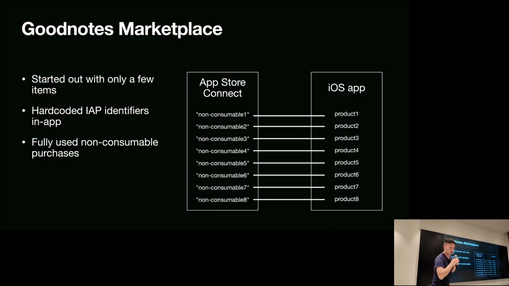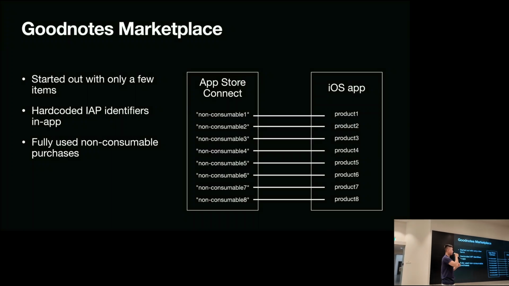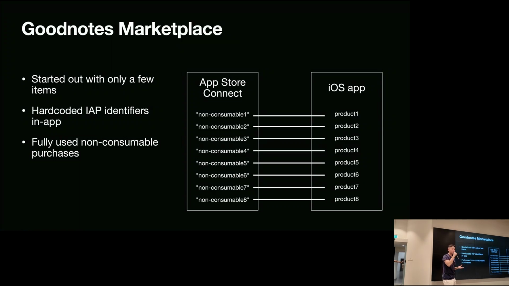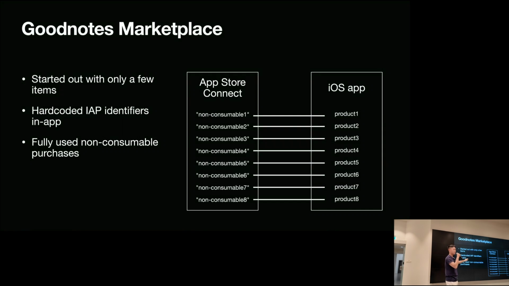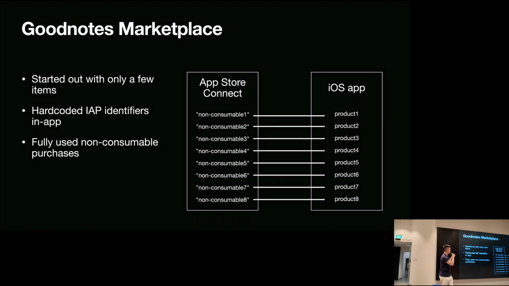Now, in GoNetZero Marketplace, as I explained earlier, we sell templates and planners and stickers. We started out with only a few items. We used to sell maybe 20 or even fewer products in the GoNetZero Marketplace. For each product that we sold, we used to create one non-consumable in-app purchase in App Store Connect. So maybe 20 products meant 20 non-consumable products in App Store Connect. And we also used to hard-code the identifiers in our app.